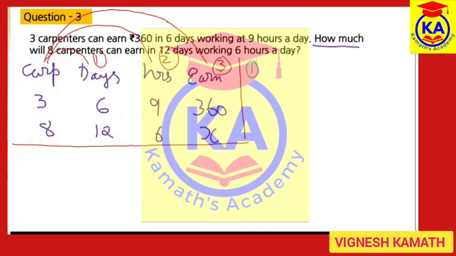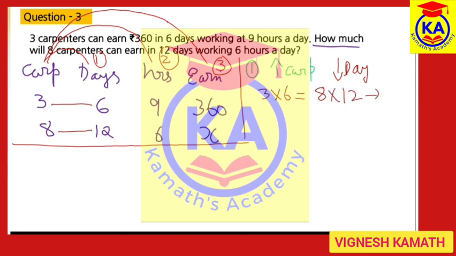So we'll discuss the first case. Carpenters and days: more the carpenters, less the days required. So carpenters and days are in which proportion? Inverse proportion. If 2 ratios are in inverse proportion, as per the formula, you have to do direct multiplication. 3 into 6, 8 into 12. 3 into 6 is equal to 8 into 12. That is the first case.